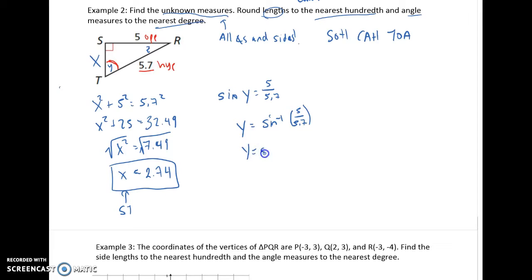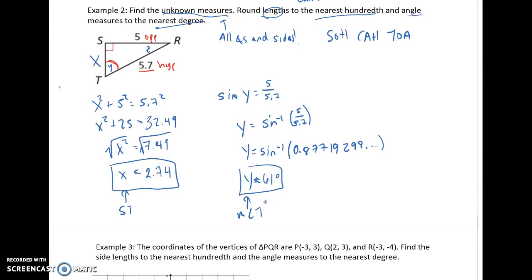So let me show you what I would do in my calculator. I would take that 5 divided by 5.7 exactly the way it is. So you'll see in your calculator it's 0.877192998, etc. I'm going to keep that exact number in my calculator, and then I hit my second button and sine, and the answer is approximately 61 degrees. All right, and that should be angle T, right? So that is the measure of angle T.